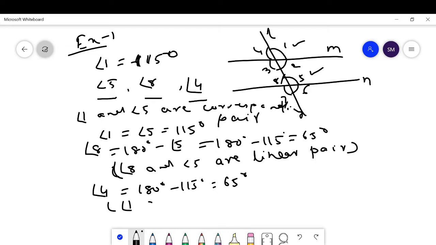As angle 1 and angle 4 are a linear pair.